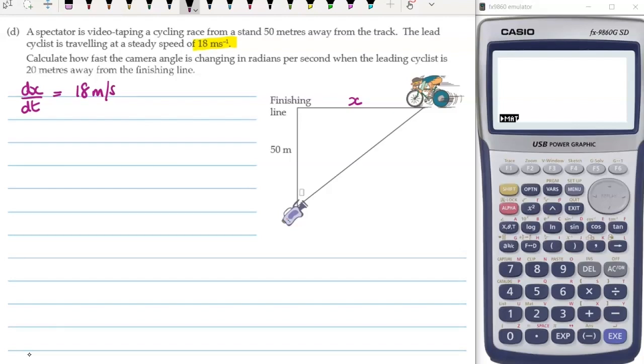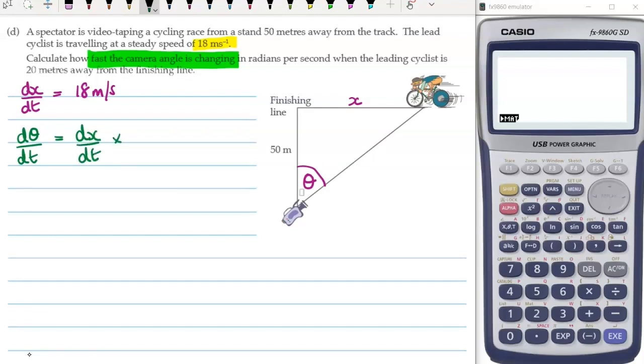Now, as he moves along and the camera tracks around, then it's going to change the angle that we have just here. And the rate that we want to work out is how fast that camera angle is changing. So we want d theta by dt. Now to get that from dx by dt, we need to times by d theta to introduce the theta and divide by dx to cancel that away.